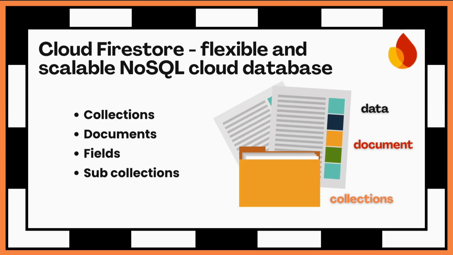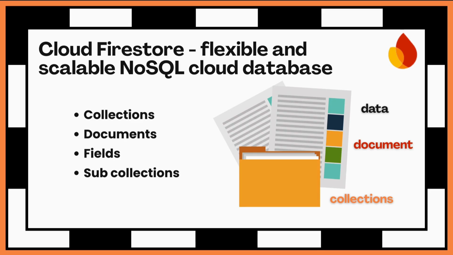Instead of tables with rows and columns, Firestore uses a document-oriented model. And here are the key concepts you need to know. The first one is collections. These are like top-level containers for your data, and you should imagine them as folders that hold your documents. For example, you might have a users collection or a products collection. And in the context of our restaurant recommendation app, we are going to have a restaurants collection.